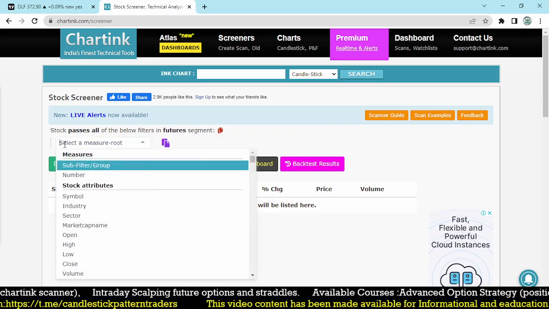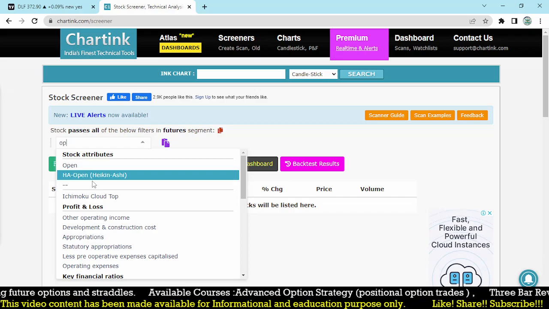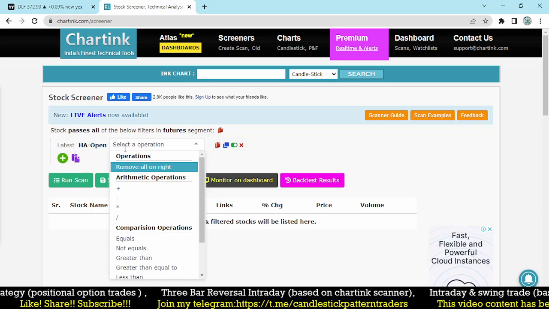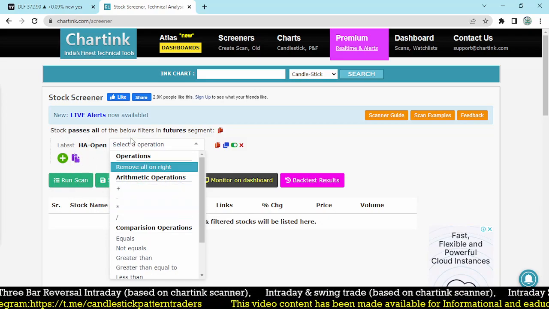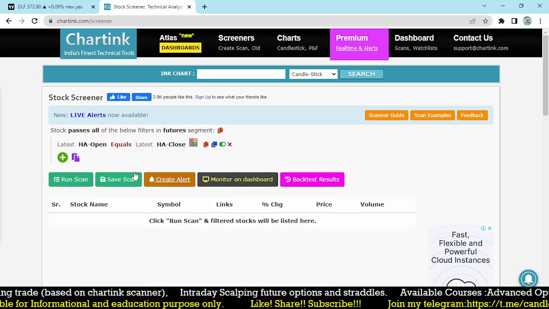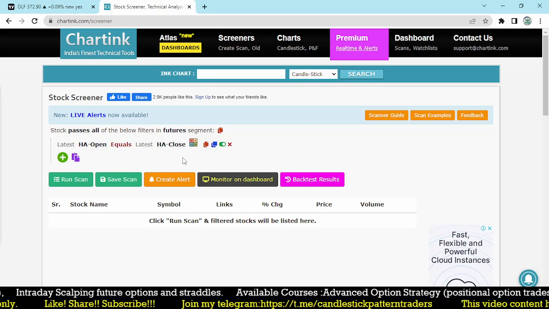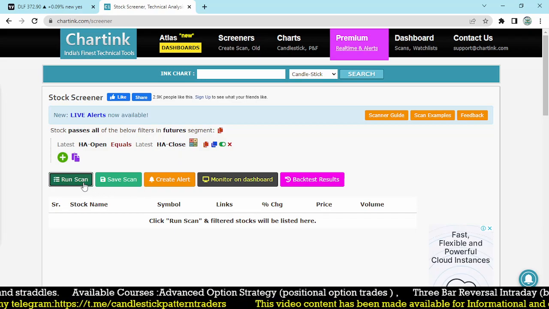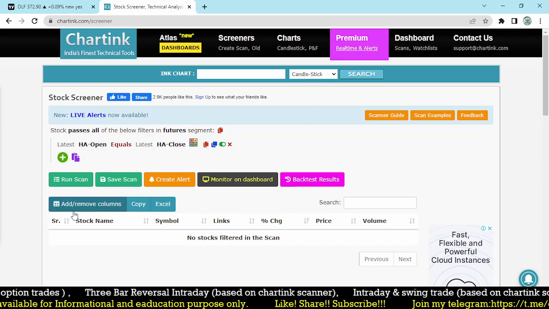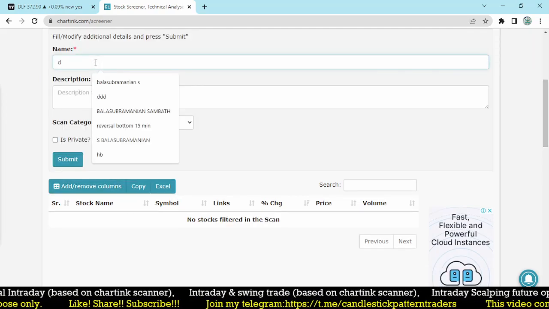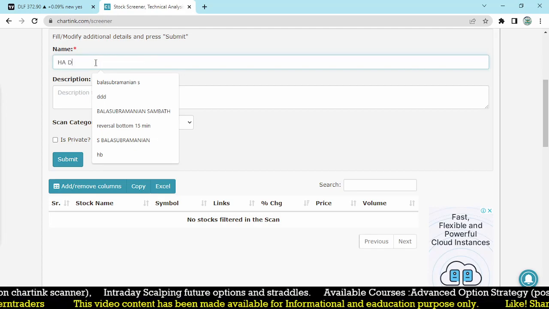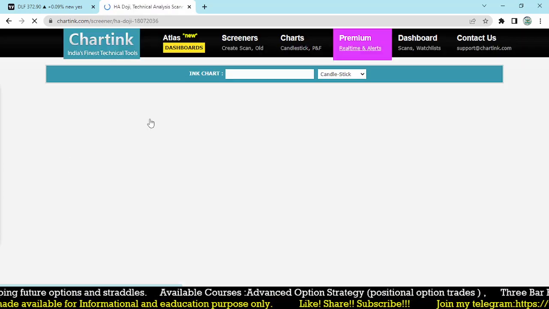And let me check the open. Here you see that there is a column open, HA open. HA open is nothing but the Ikanashi candle open, and it must be equal to the close, HA close, the Ikanashi close. That is, Ikanashi open equal to Ikanashi close. This will find an Ikanashi doji. Right, let me save the scan to find out a backtest. Ikanashi doji. So let me try.